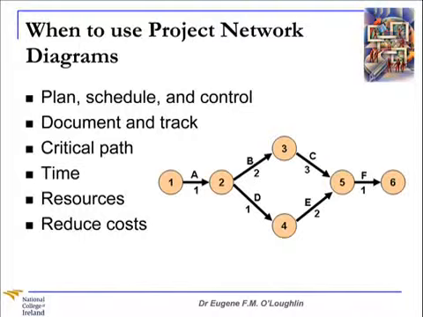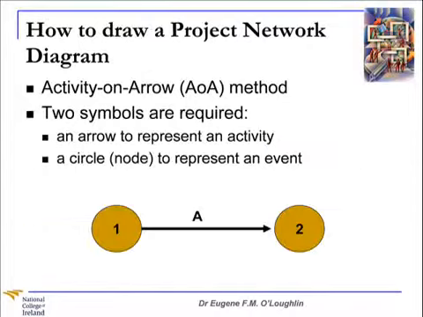So, if we can do all this with something as simple as a project network diagram, we will indeed have quite a powerful tool to help us with our project, which hopefully will get us to a solution to solve our problems. So how do you draw a project network diagram? Well, the method I have chosen here is the activity on arrow, or AOA method. There are other methods, but I'm going to just use this one here.